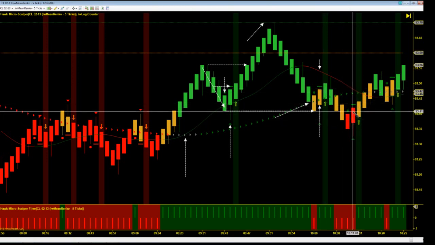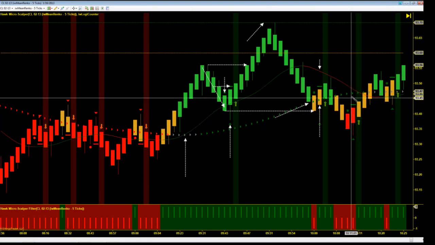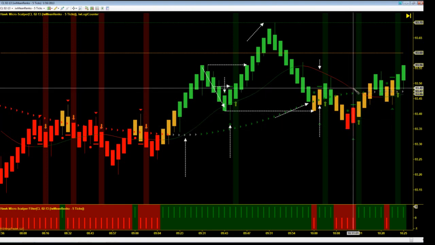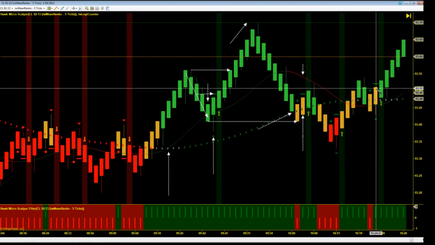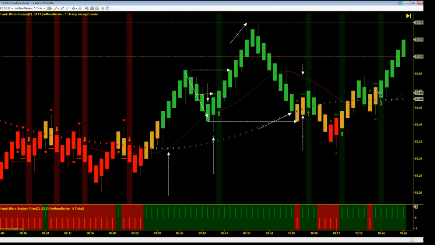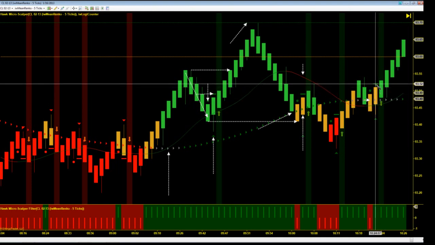Okay, then we get another long signal. Again, not interested in it, even though it does work. It's got a red filter, a red bar, and a red micro line. Too many things against the long. Then we get another long signal. Again, this is very aggressive if you take it, because even though we don't have anything red, the macro line is very flat. It's gray. So if you take this signal on the yellow bar, and there are those that do, it's an aggressive trade.